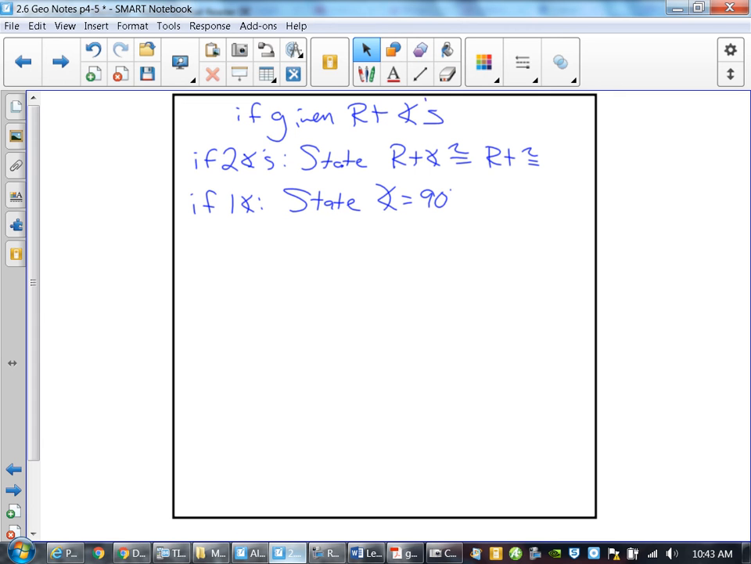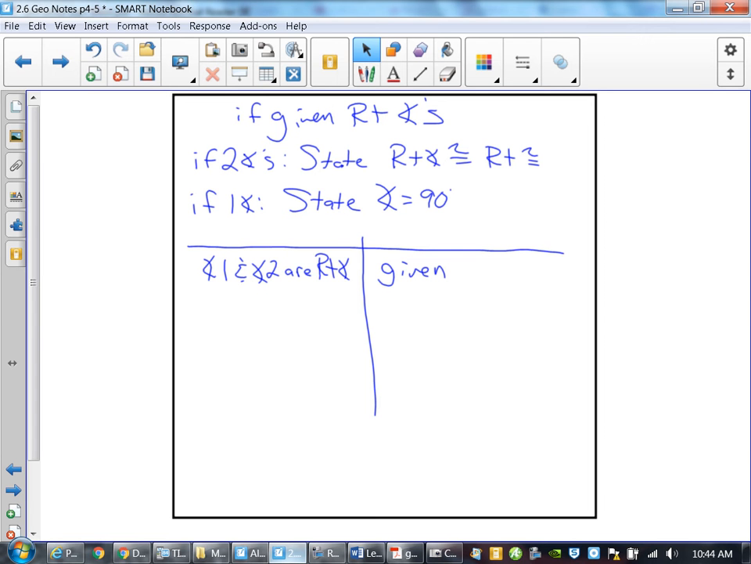So if you have 1 angle, just say that it's equal to 90, okay? That's kind of what we're looking at. So, that proof, like I said, if it's given in the given statement that angle 1 and angle 2 are both right angles, then your statement would be angle 1 is congruent to angle 2, and my reason would be all right angles are congruent.